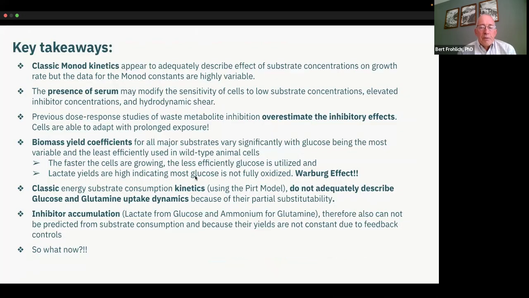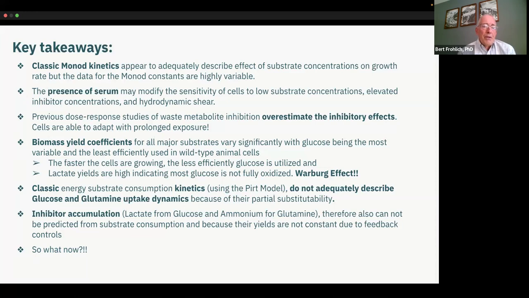So the picture's getting a bit complicated at that point. We weren't quite sure what to do, but let's just take stock of what we have found so far. So we said the classical Monod kinetics does a fairly adequate job of representing the behavior of cells under nutrient restricted conditions.